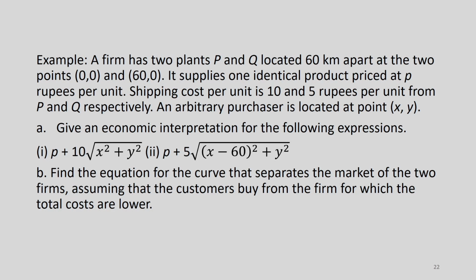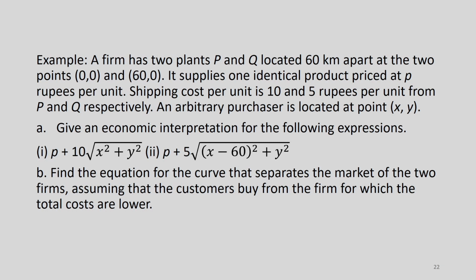Here is another example which uses this idea of distance between 2 points. A firm has 2 plants P and Q located 60 kilometers apart at the 2 points 0 0 and 60 0.